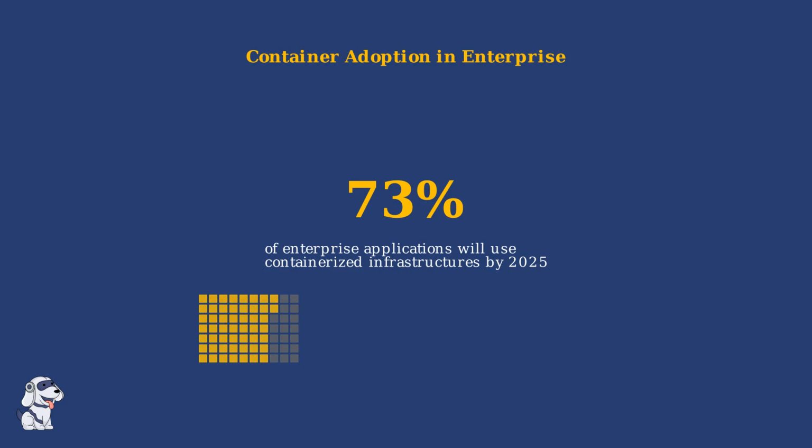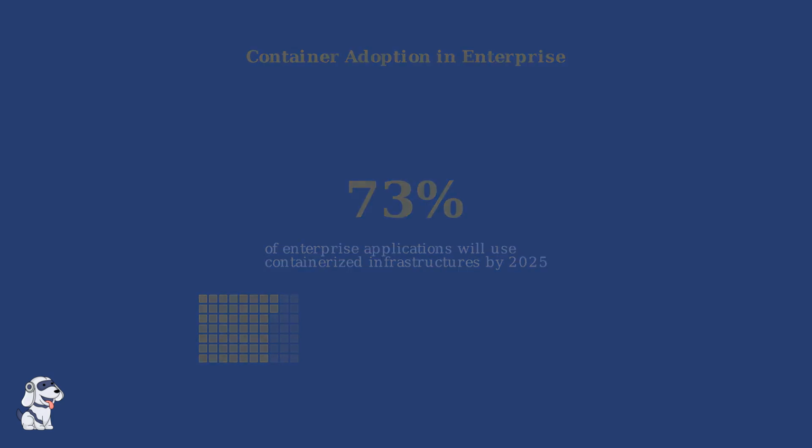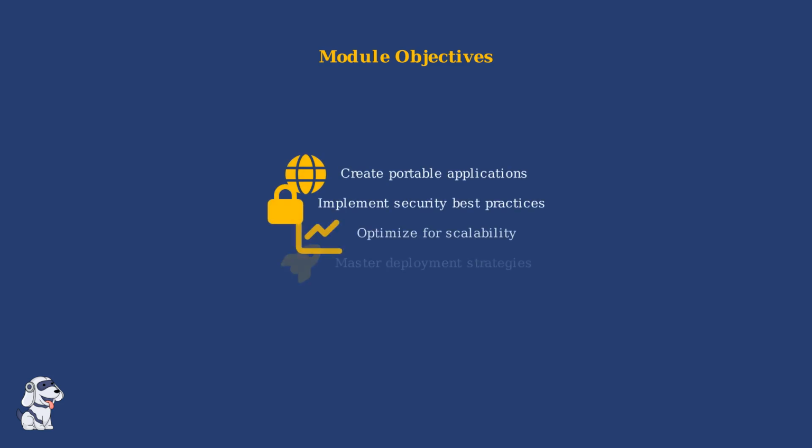By 2025, approximately 73% of enterprise applications will rely on containerized infrastructures, representing a fundamental shift in how organizations deploy and manage their software systems. Throughout this module, we will focus on best practices for efficiency and security, equipping you with the knowledge to create portable, scalable, and secure containerized applications that meet the demands of modern software development and deployment.